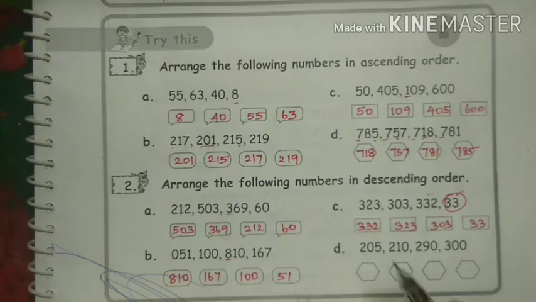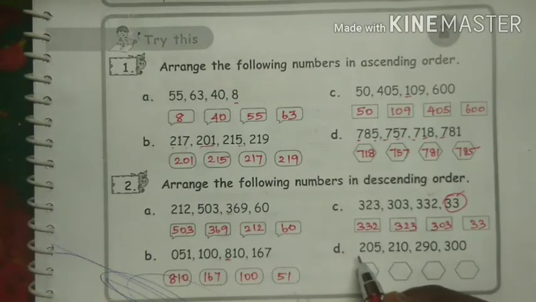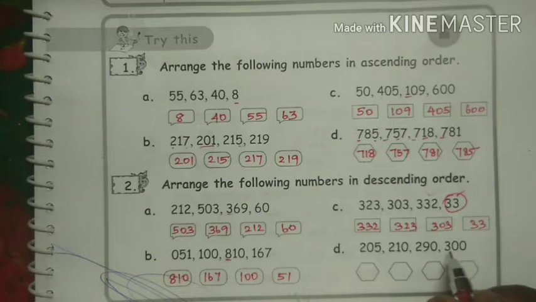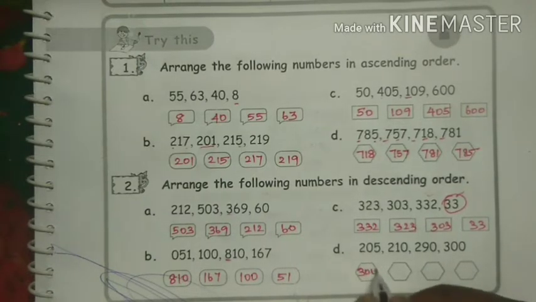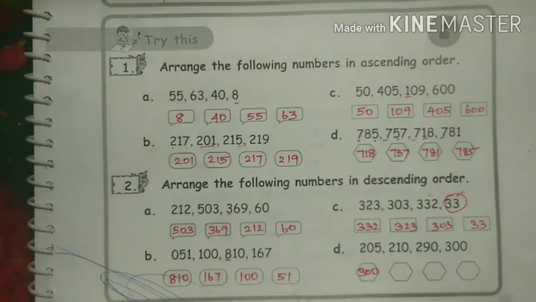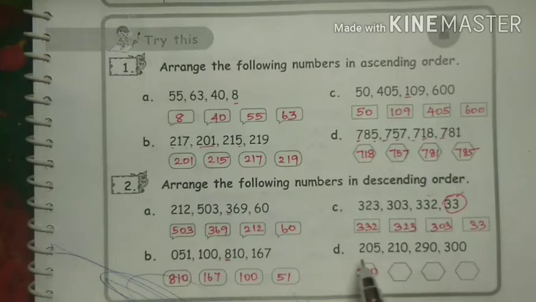Now last one: 205, 210, 290 and 300. All the hundreds place are 200, 200, 200, and here it's 300. So obviously this is the bigger number, 300. The next bigger number, we have to calculate that one, all are 200s.